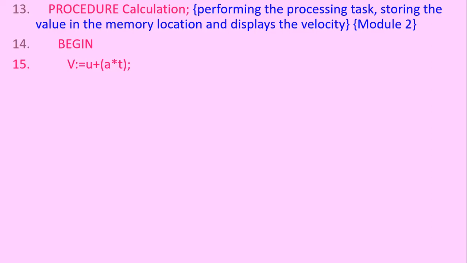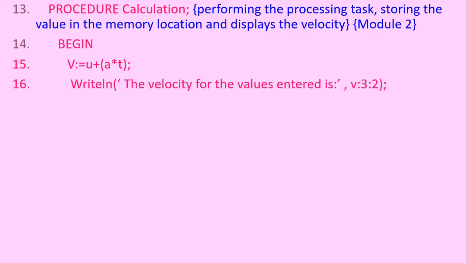I will explain this statement deeply, but it is simply an assignment statement informing the compiler to pick the value stored in the memory location called U and add to it the product of the memory location called A multiplied by the memory location called T, and assign the result to the memory location that we have set aside and given the name V.